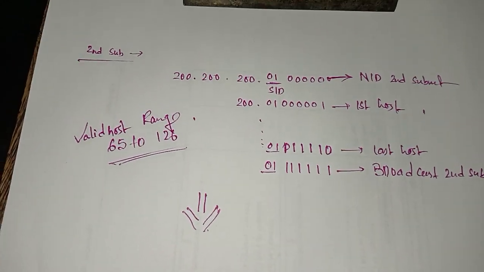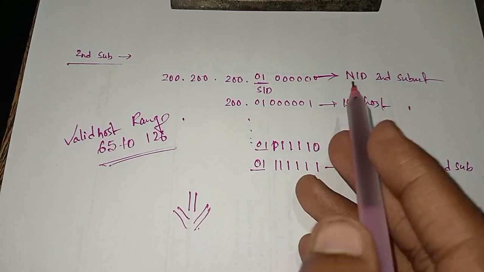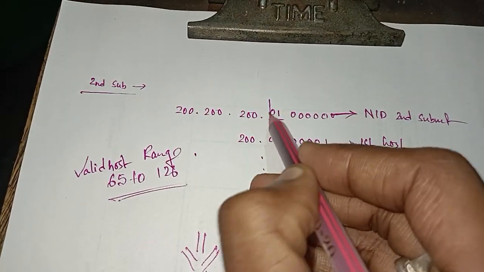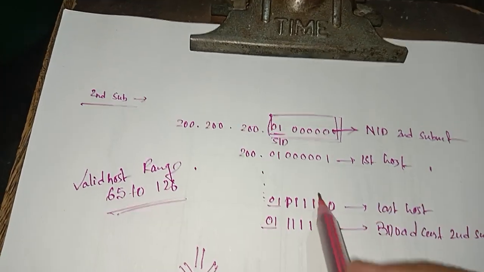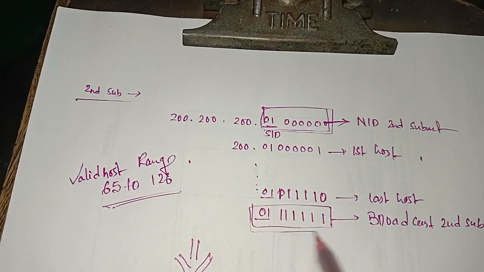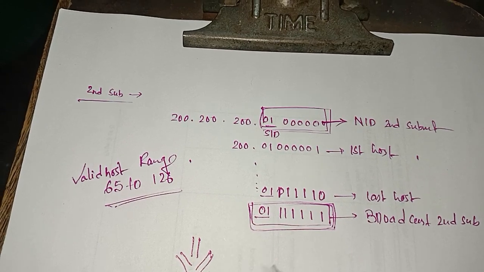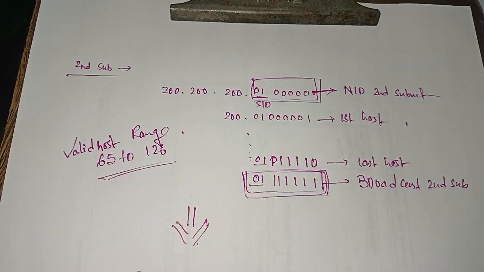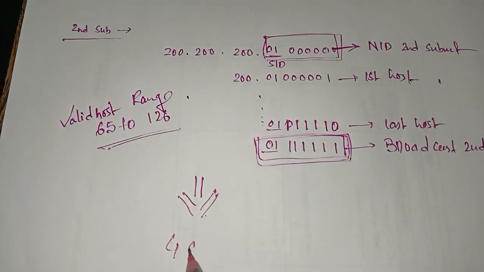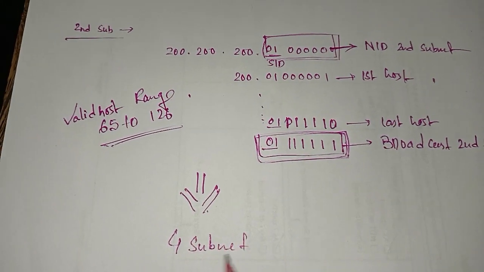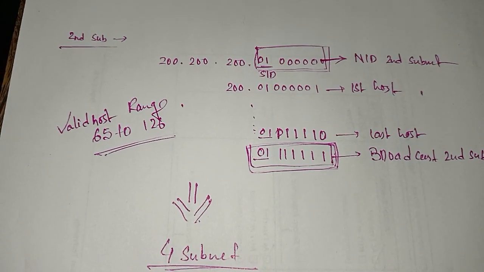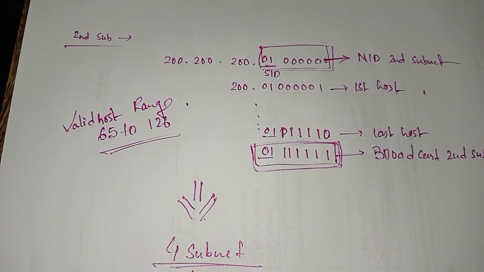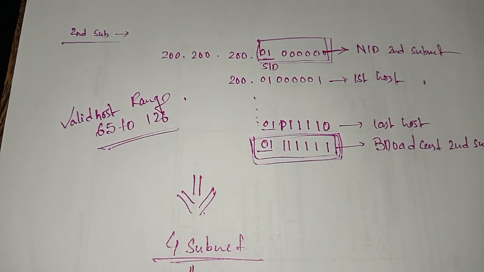We get that 2 IDs are being wasted. The first ID is wasted as the subnet ID of the network, and the last ID wasted is the direct broadcast address of the subnet. Similarly, if we divide it into four subnets, we need to count the number of network IDs wasted.